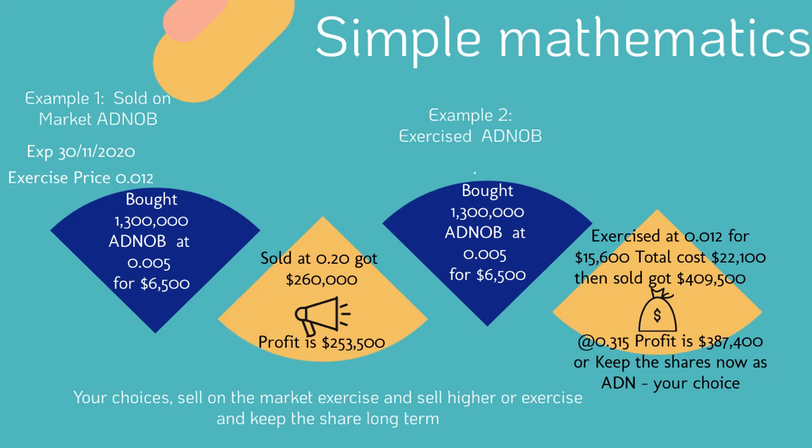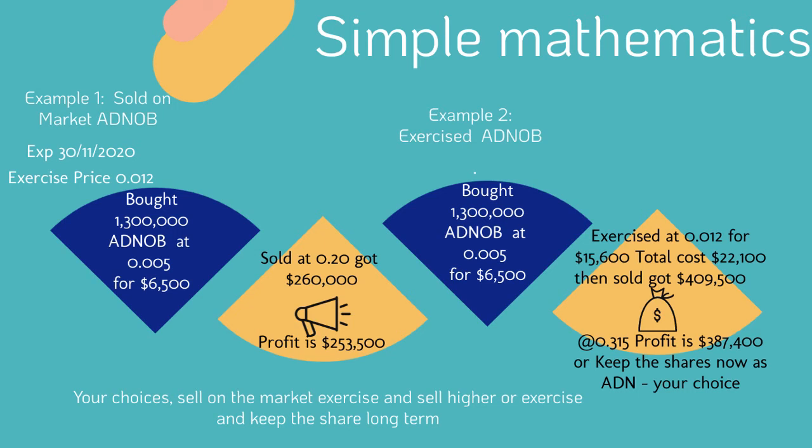And so your total cost is the 15,600 plus the 6,500, which you originally bought ADNOB with. So you've spent 22,100 on ADNOB. Now, great, fantastic. What the company does now is that code ADNOB is removed from your portfolio. You're now going to see ADN, and you will be holding 1.3 million ADN shares.